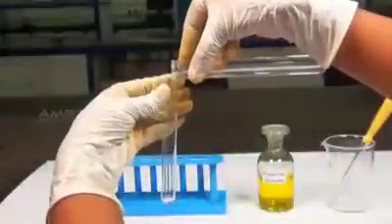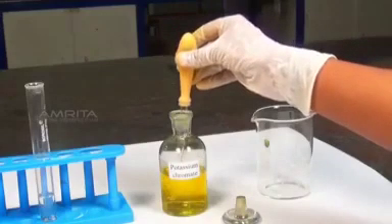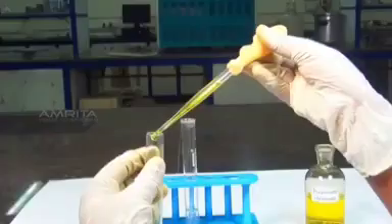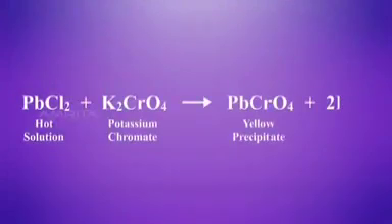Procedure. Take one part of the solution obtained in the group analysis in a test tube. To this, add a small quantity of potassium chromate solution using a dropper. Lead chloride present in the solution reacts with potassium chromate to form a yellow precipitate of lead chromate.